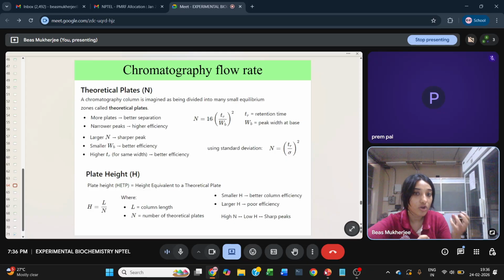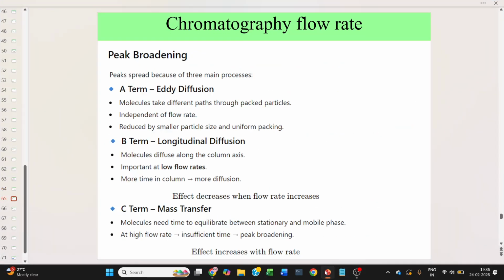Right, so smaller H means better column efficiency, larger H means poor efficiency, and high N and low H give you sharp peaks. And N is equal to 16 into (TR divided by WB) whole squared, where WB is the peak width at the base and TR is the retention time. So all these are different formulae that you must remember for solving the questions.